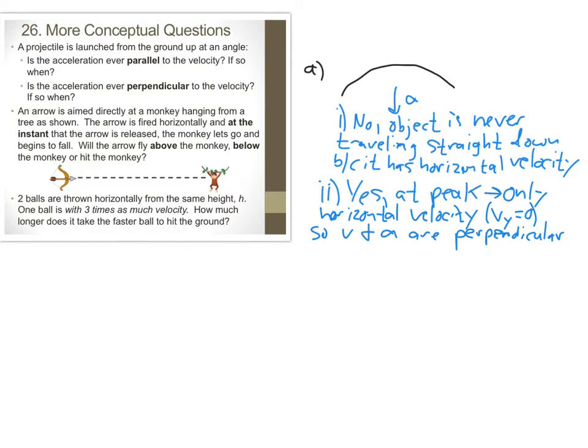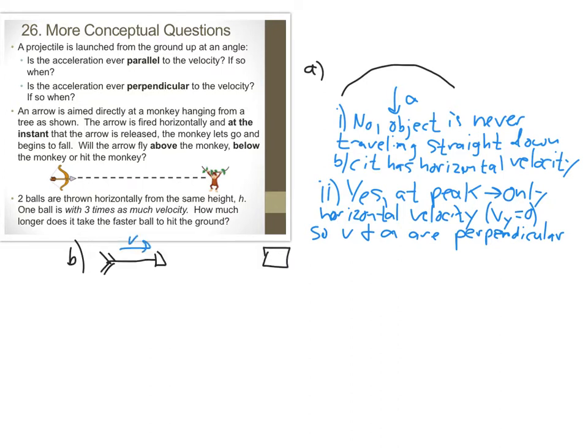Okay, moving on to our next question, we have a situation where an arrow is aimed directly at a monkey hanging from a tree. It's a soft arrow, it's like a dart, it's not going to hurt the monkey, don't worry. The arrow is fired horizontally, and at the instant that the arrow is released, the monkey lets go and begins to fall. Will the arrow fly above the monkey, below the monkey, or hit the monkey?